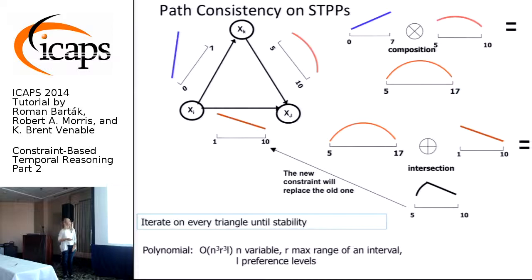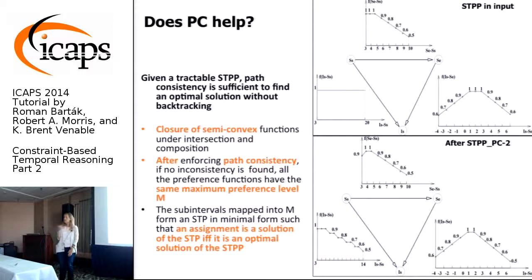So does this help? With STPs, path consistency was enough. With TCSPs, it didn't really do the trick. So now we're adding preferences, we're putting some restrictions, and yes, it does help. After we apply path consistency, we're going to have a really nice-looking simple temporal network with preferences where all the constraints will have the same maximum preference level. And not only that, if I look at the intervals that are mapped into this maximum preference level, they constitute a minimal network, okay? And all the solutions of this minimal network are the optimal solutions of the original problem. So in polynomial time, you can obtain the minimal network, okay? And then from this minimal network, you can immediately extract in linear time one solution, right? But we'll see that actually experimentally you can do a little bit better.